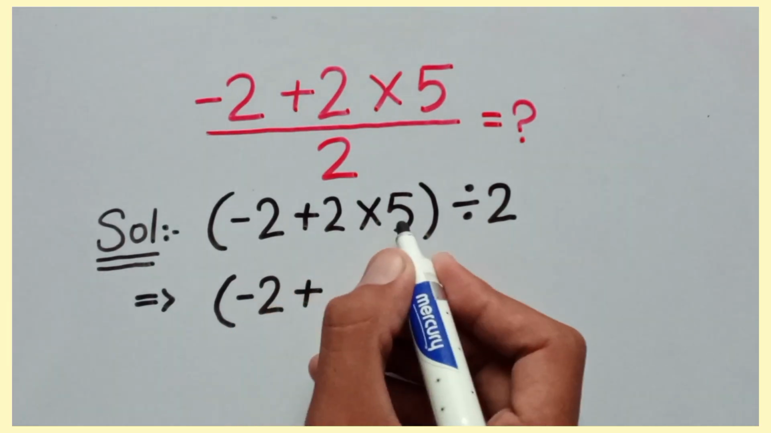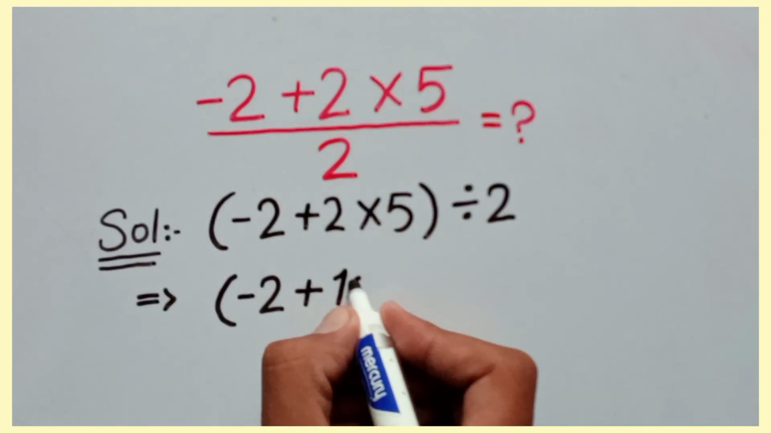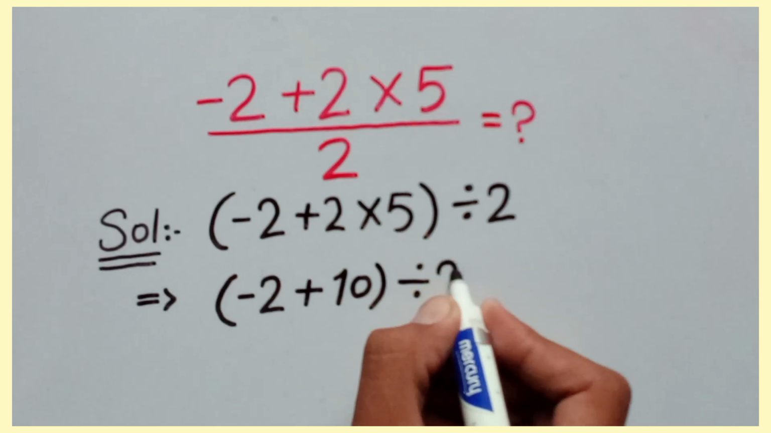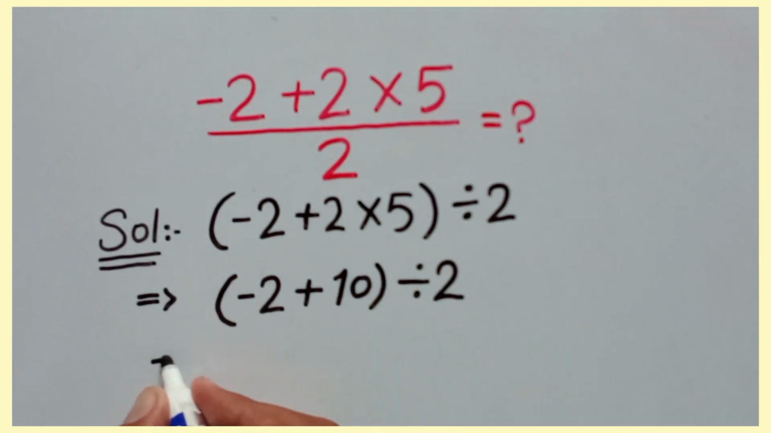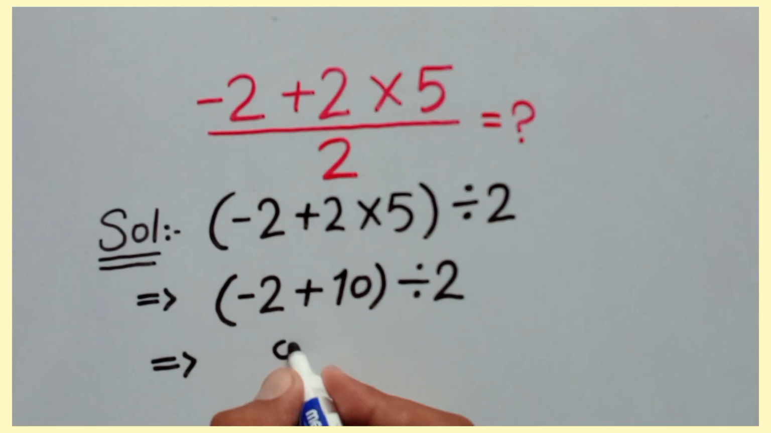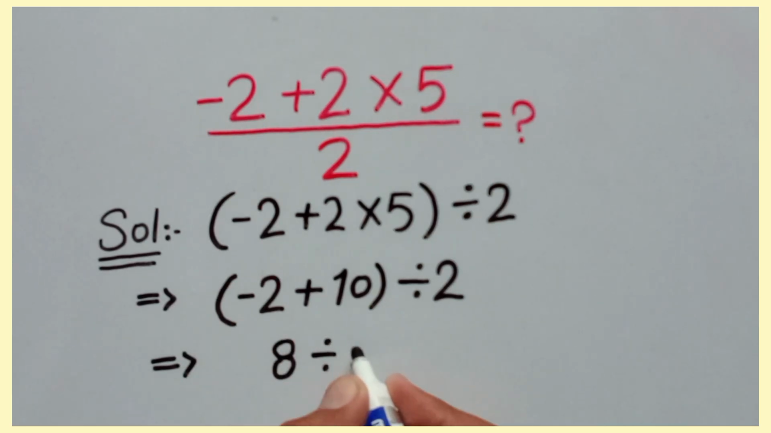-2 plus 2 times 5 equals 10, divided by 2. Now again, -2 plus 10 equals 8, divided by 2. 8 divided by 2 equals 4. Guys, this is the final answer of this expression.